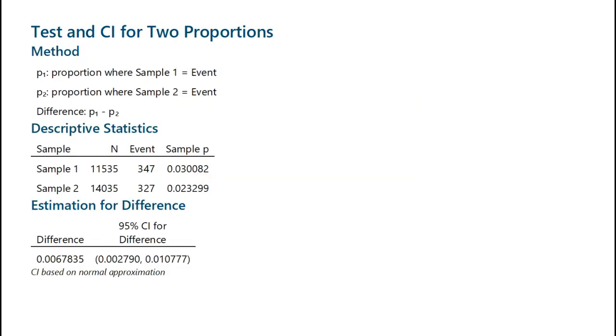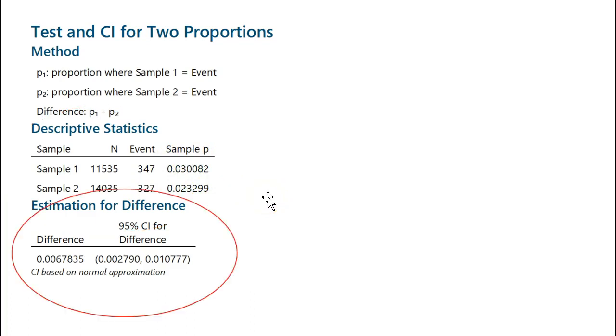Located in your notes is the output from Minitab. This computer output will do the calculations for us. Let's look at the different pieces. First, notice under descriptive statistics, we have the information from the samples. We have each of the samples summarized, including each of the sample sizes, the number of events, so in this case the number of people who died from cancer, and then we have each of our sample proportions.